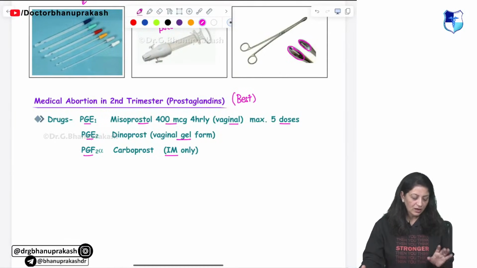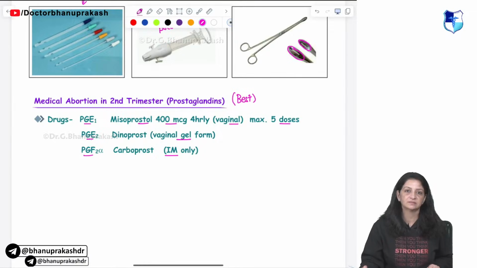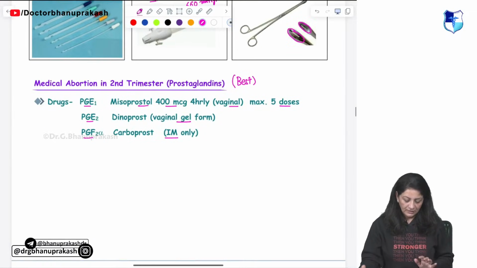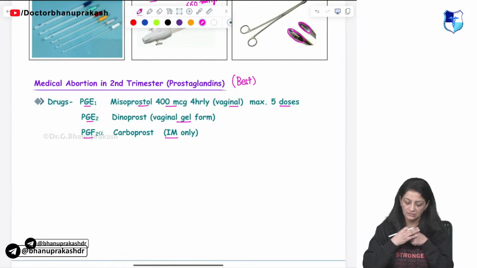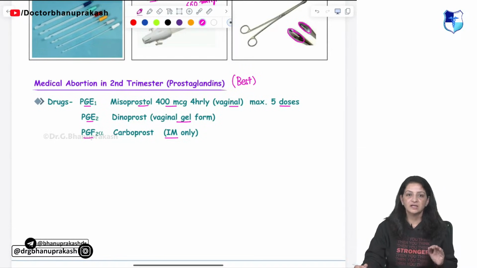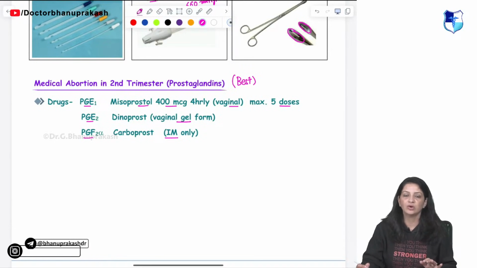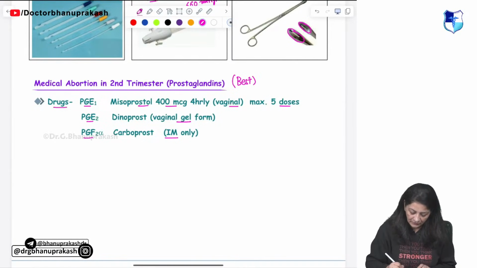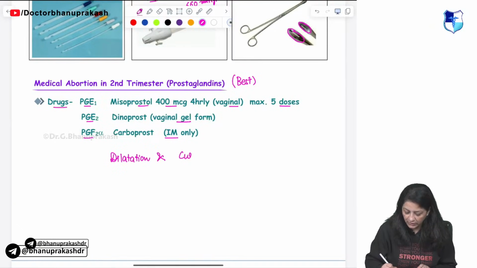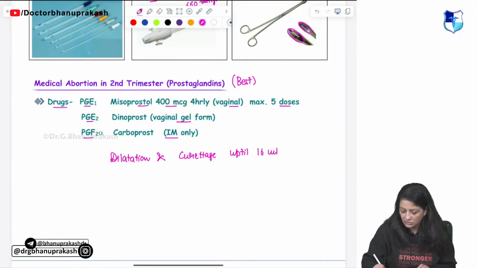Next, amniotic methods, these are outdated now. Most commonly used prostaglandins: misoprostol 400 micrograms 4 hourly vaginally, maximum doses up to 5, dinoprost in the form of vaginal gel, and carboprost. So this is medical abortion in second trimester. Dilatation and curettage we can do up till 16 weeks of gestation.